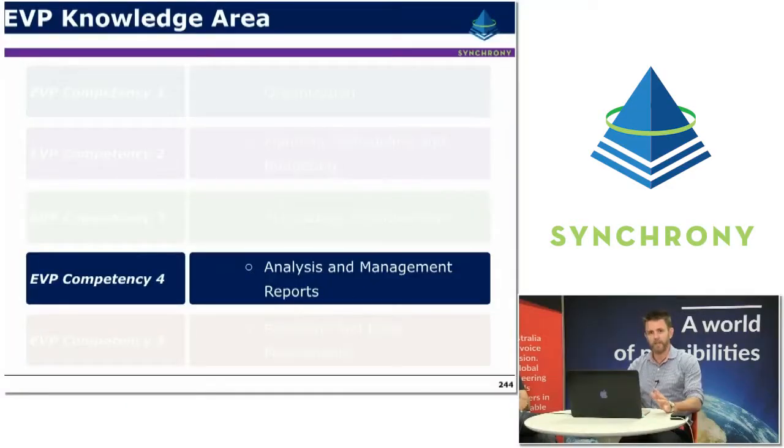Hi and welcome to Module 4 of the EVP Certification Review course. This section is Analysis and Management Reports. So this is really where the rubber hits the road in earned value management. It's about preparation of reports, which is a key aspect of communication with stakeholders, and interpretation of those reports so that the right actions can be taken.